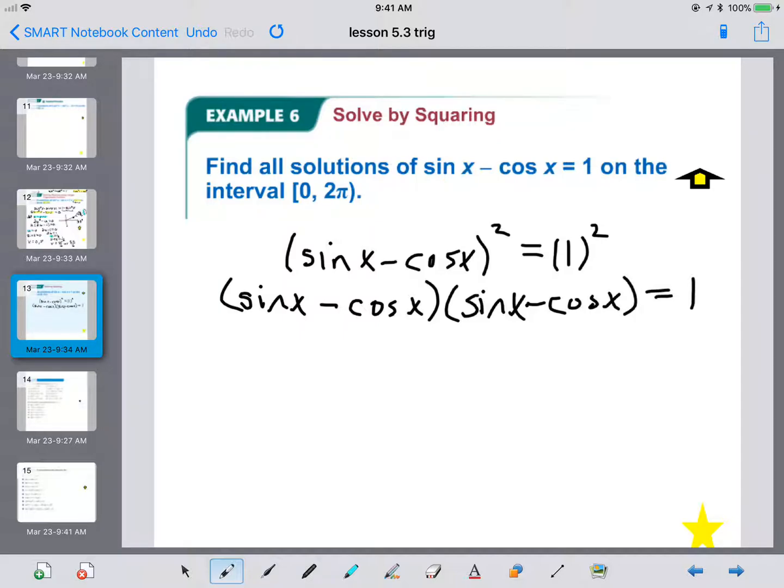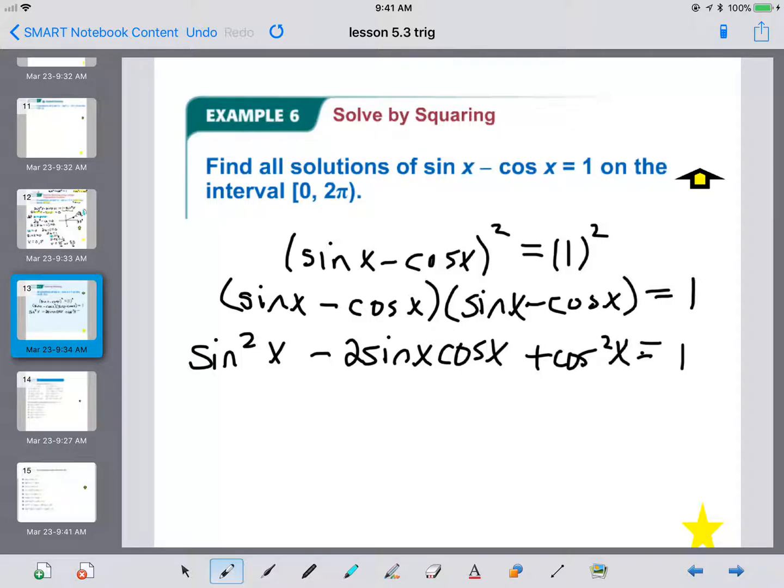We have to actually physically FOIL that. So we get sine squared minus 2 sine of x cosine of x plus cosine squared equals 1. Now what happens here is a trick that we saw in our identities: sine squared plus cosine squared we know is equal to 1, so it can be replaced with a 1.